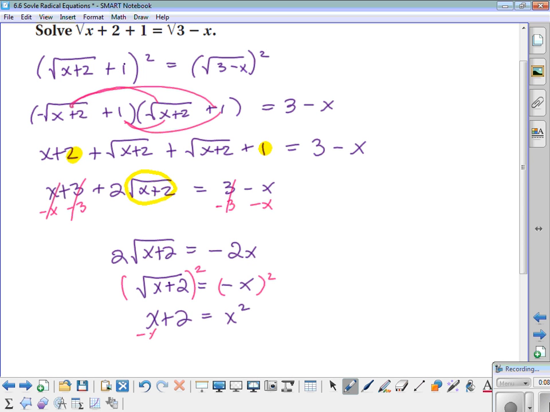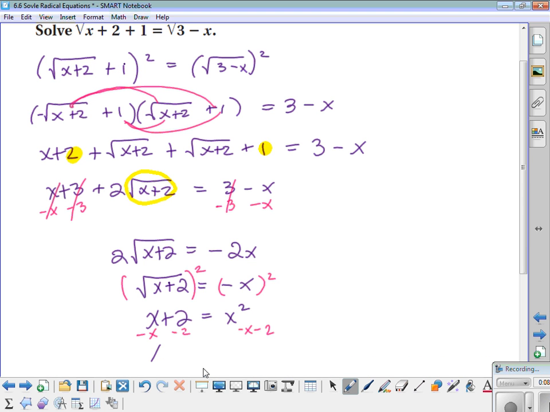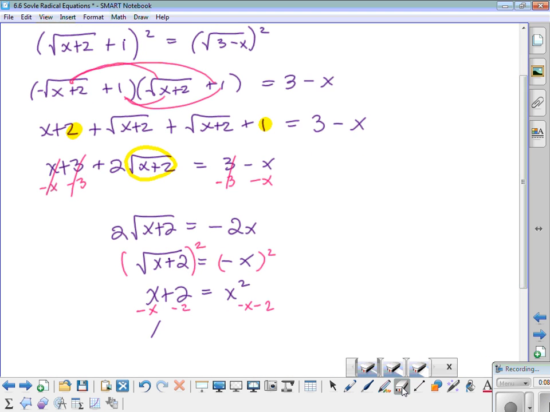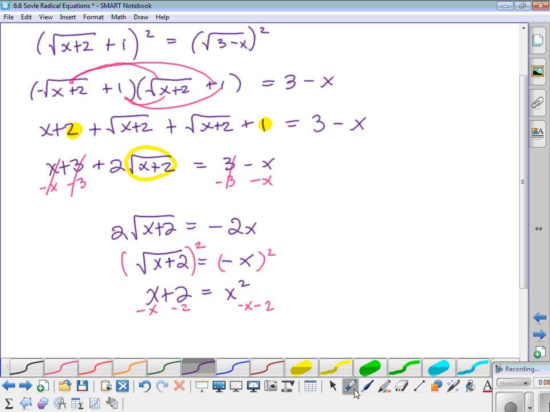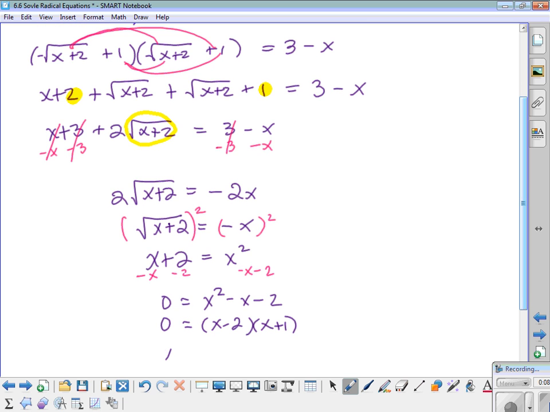I subtract the x and the 2 from both sides. And so I have 0 is equal to x squared minus x minus 2, and now I have something I can factor. And it ends up being x minus 2 and x plus 1. So that means that x could be either a positive 2 or negative 1.